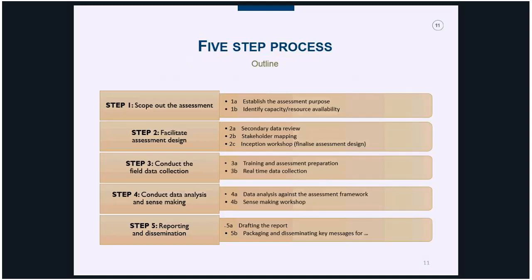So this is the five-step process. As I mentioned, it's very simple. The first step is about scoping out the assessment and making sure that from the outset you understand the purpose of why you're doing the HVCA. The second step is coming up with the assessment design and the key questions that you want answered in your assessment. Step three is about doing the data collection. Step four, as I said, has emphasis on the data analysis, sense making, and how you can use it, and step five is on the reporting and dissemination.